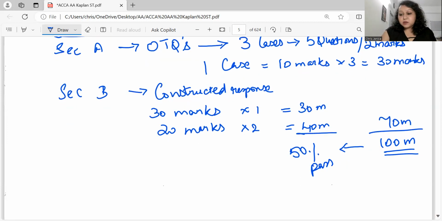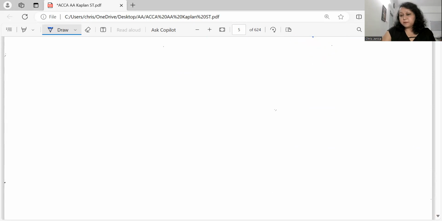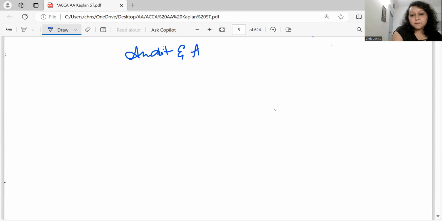Now let me give a short introduction of the paper before getting in depth with chapter 1. So this is a paper which is going to give you complete knowledge of audit and assurance engagements. You will be learning from the scratch, from the base. This will give you the base for audit because you don't have any previous papers relating to audit in ACCA. This paper is the first paper where you're going to study audit and assurance from the scratch and in depth.